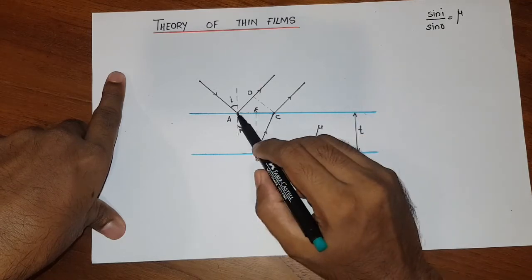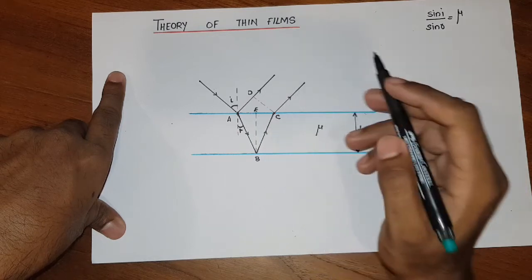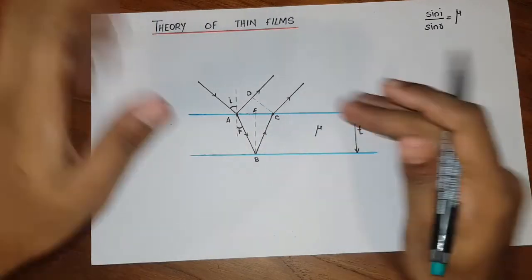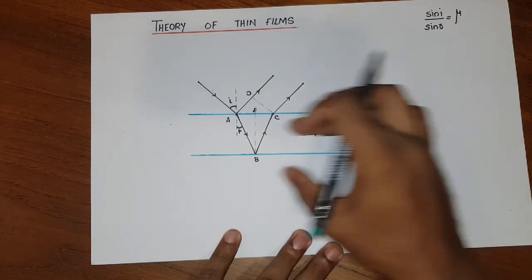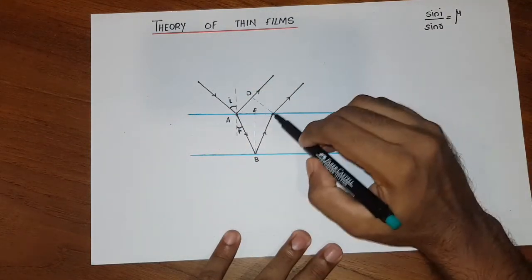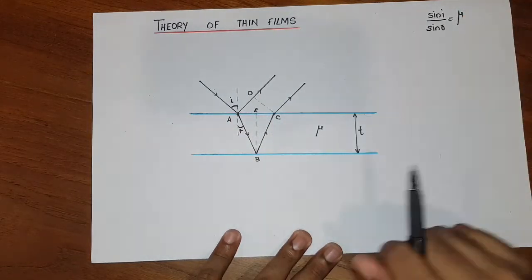But for the reflection at this point, we definitely have to consider the path change of lambda by 2. So keeping that apart, let T be the thickness of this layer. So if there is a layer like this, we are deriving two rays from this incident ray, and now these two rays are going to interfere with each other.